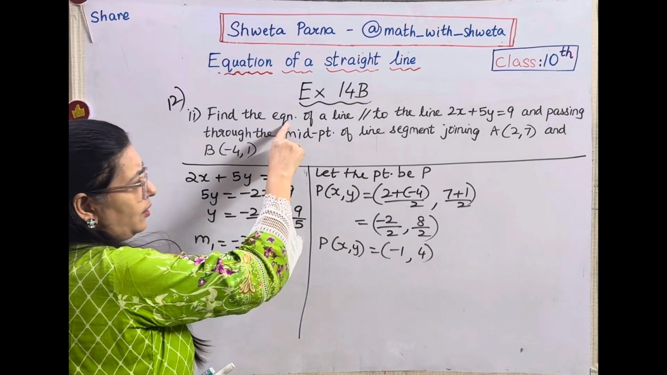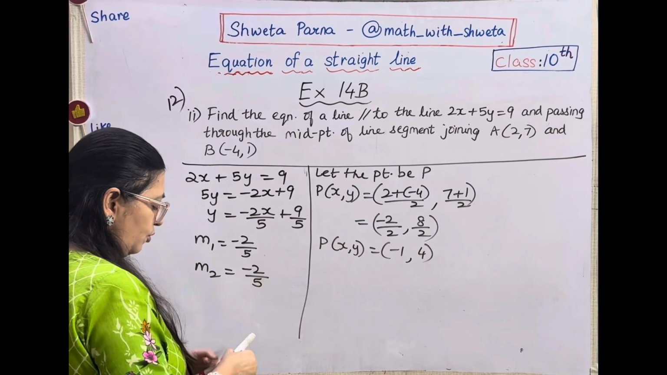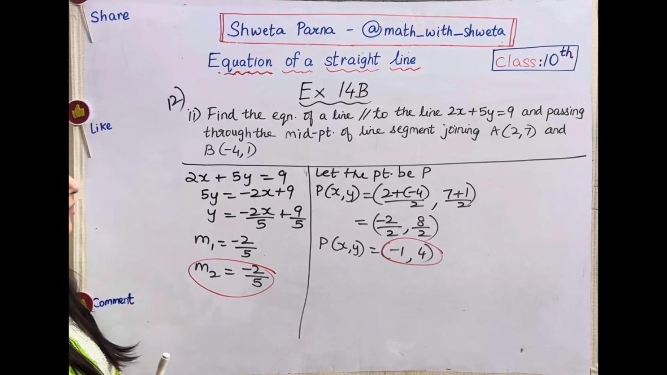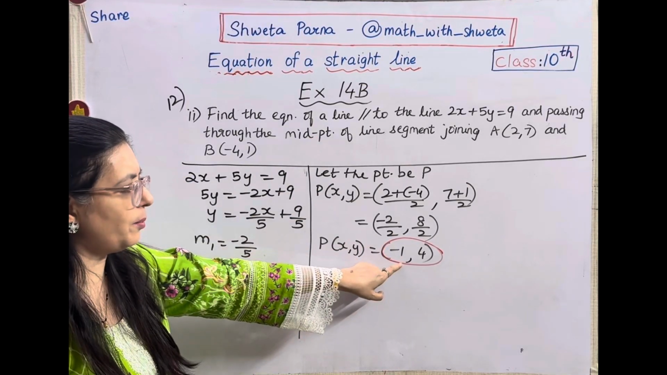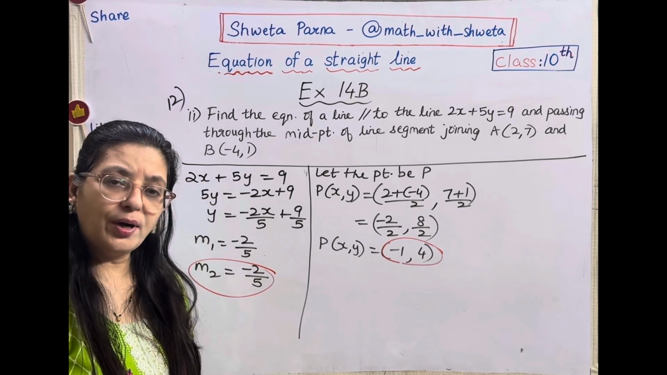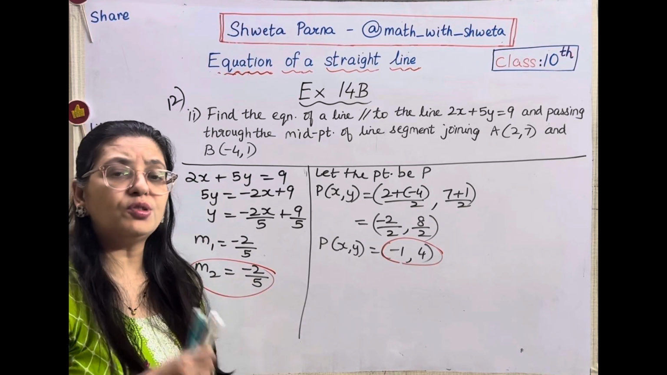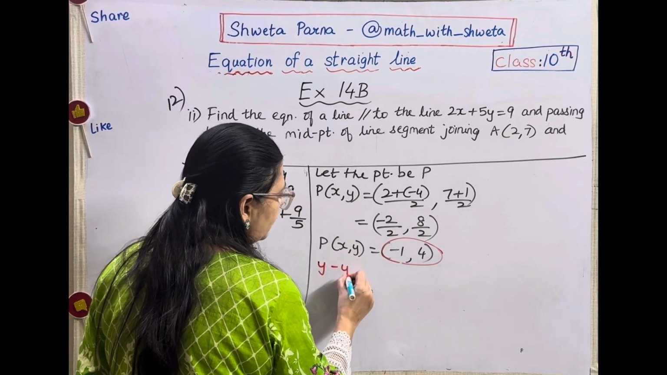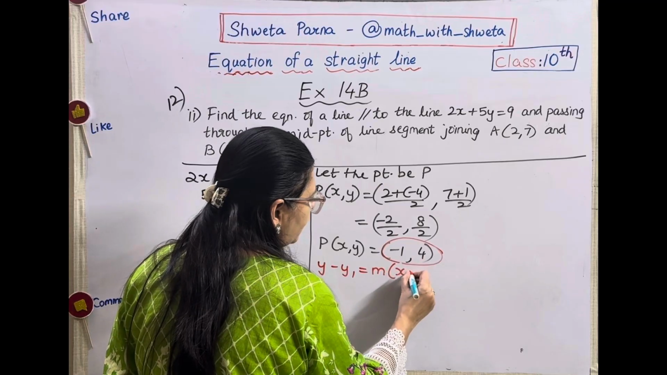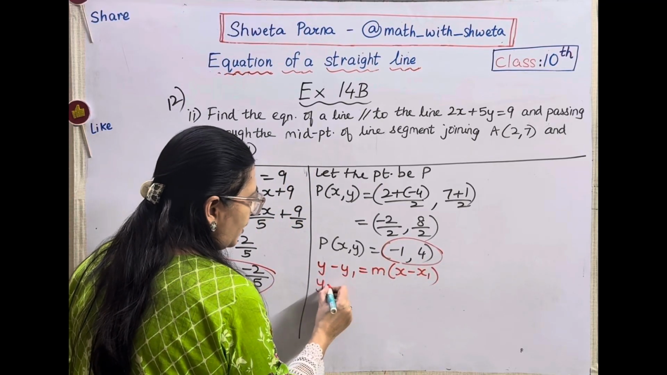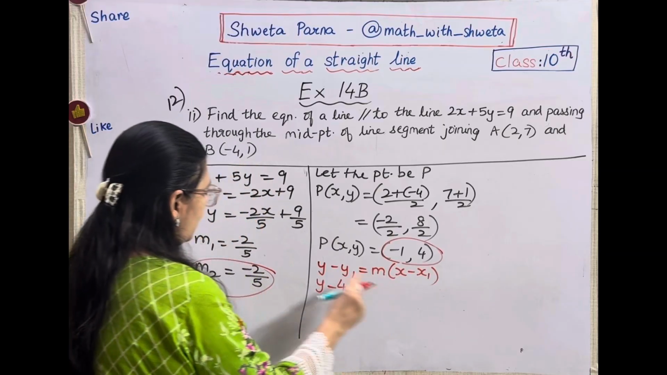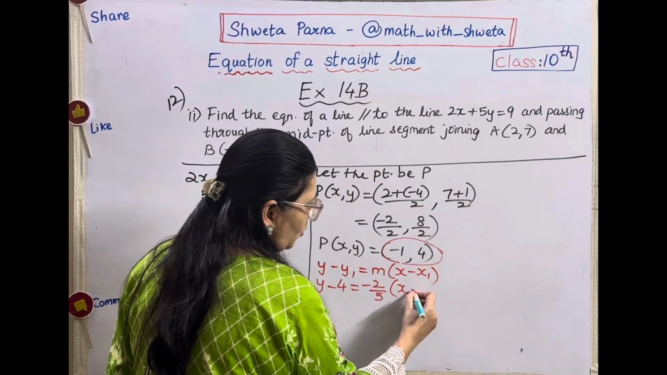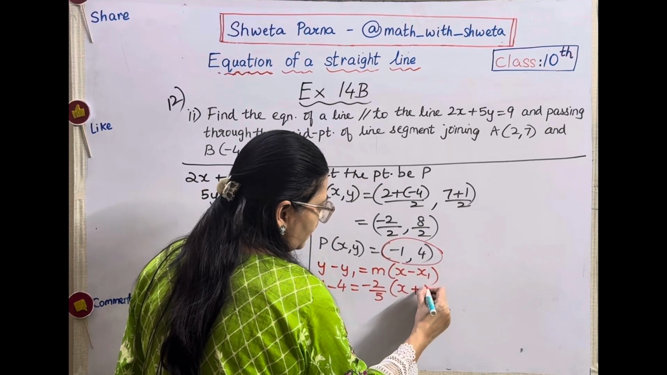Now this line whose equation we need to find out, the slope is given to us, the coordinate is given to us. It passes through the midpoint. So this is the midpoint. So slope and point is given to you. So which format will you use? You will use point slope formula. So point slope formula is y minus y1 is equal to m into x minus x1. So y minus y1, which is 4, is equal to m, which is minus 2 upon 5, into x minus of minus 1, which will be plus 1.